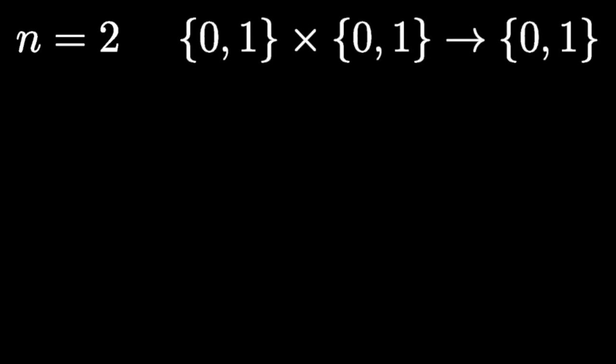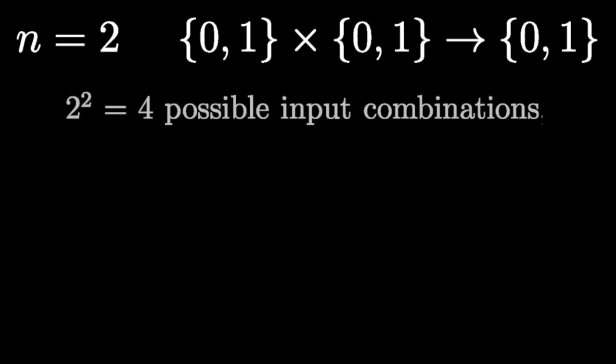Let's now turn our attention to the case of two input Boolean variables. The binary Boolean operators are functions of the form shown here, and our goal in this section of the video is to obtain a set of all possible such functions and show that there are exactly 16 of them. In this case, there will be 2 squared or 4 possible input combinations. These are 0,0, 0,1, 1,0, and 1,1.